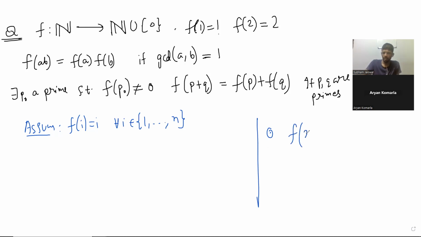If there is any prime q which is not equal to p naught, then also we can say that. But we can't write it as p naught plus p naught. You cannot write it as p naught plus p. That is a difference.